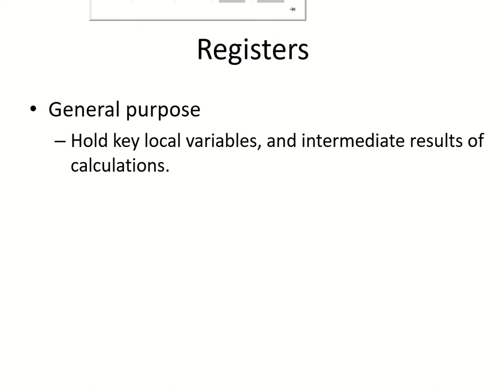The registers that are available in the processor can be broadly classified into general purpose and special purpose registers. General purpose registers will be holding the local variables and intermediate results of the calculations. So rather than storing these operands and intermediate results in the memory while the instruction is being executed, they are stored in these locally available registers. This provides high speed access to the operands, whereas memory access requires some time.